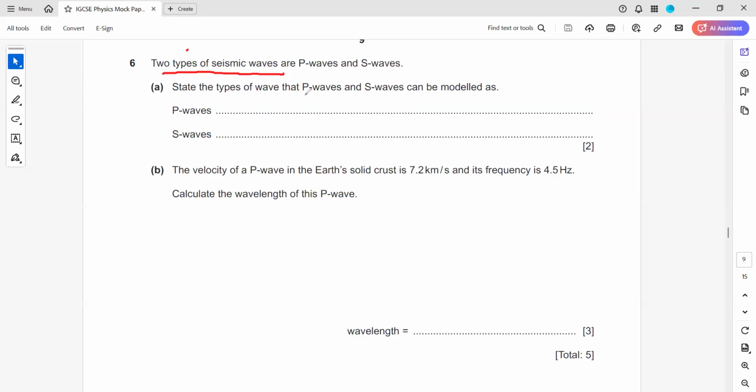State the type of the waves that P and S can model. So what are P waves? Longitudinal. Both are transfer.